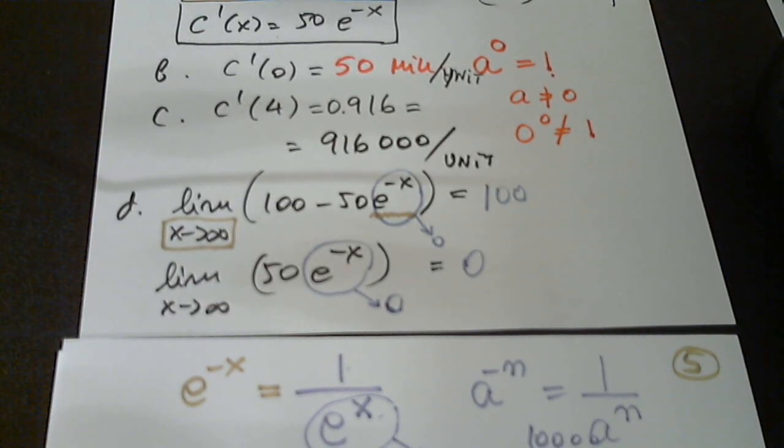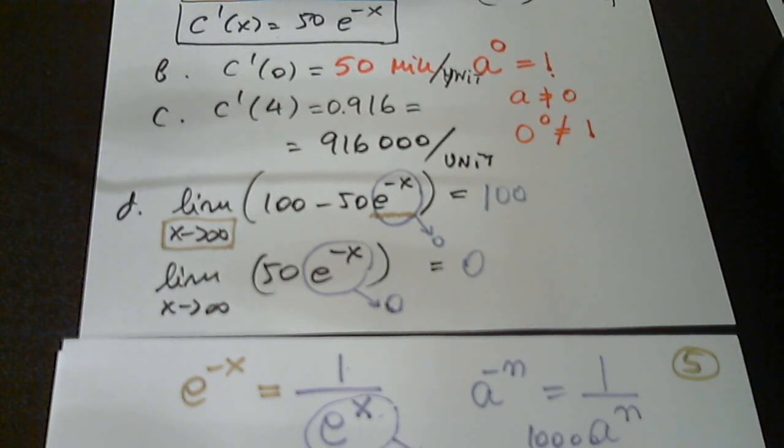Look at this. So the function starts here at 50, because when x is 0, 100 minus 50 is 50. It increases, and it continues to increase all the time, but it gets closer and closer to 100. And that is the horizontal asymptote.